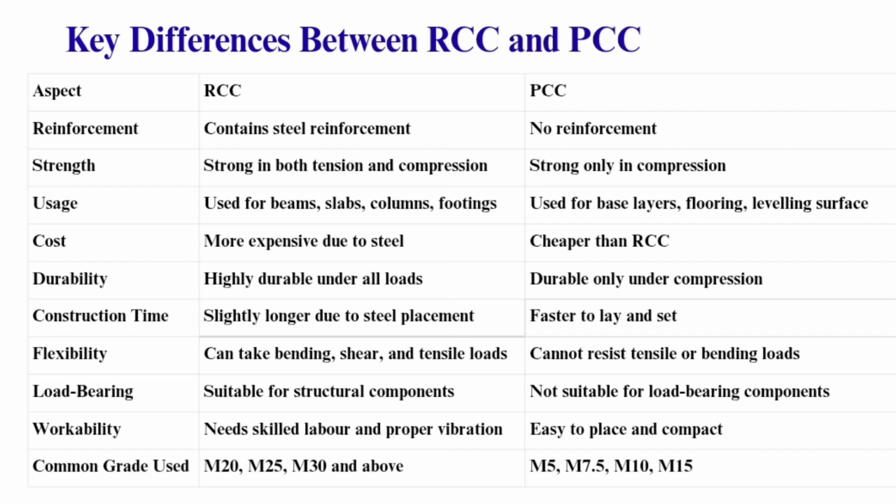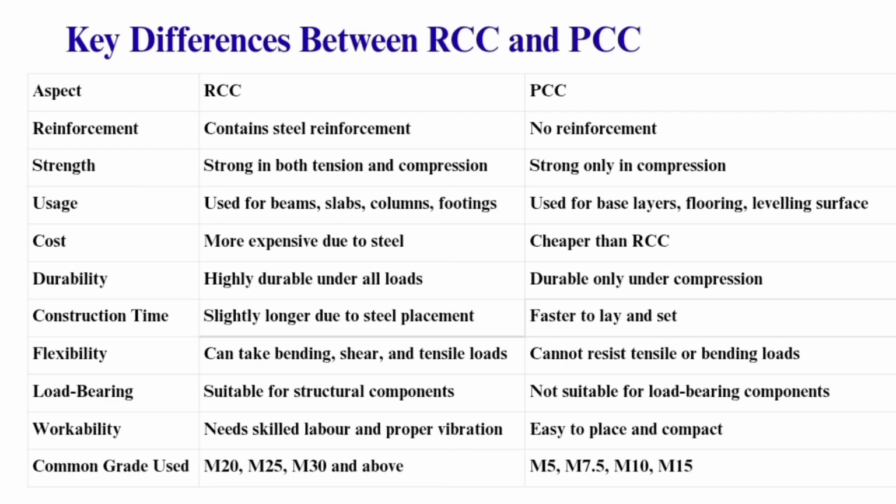There are many points through which we can differentiate between RCC and PCC. So we'll take them one by one in detail, like reinforcement. As the name itself indicates, RCC means reinforced cement concrete. It actually contains reinforcement bars, that is steel bars. And PCC, again the name itself indicates plain cement concrete, so there is no reinforcement. Now considering another point, that is strength. The RCC contains steel, so it is strong in tension as well as in compression, but PCC is strong only in compression.